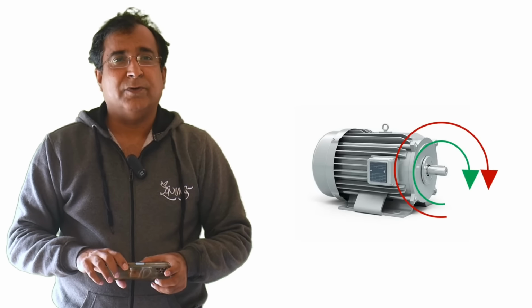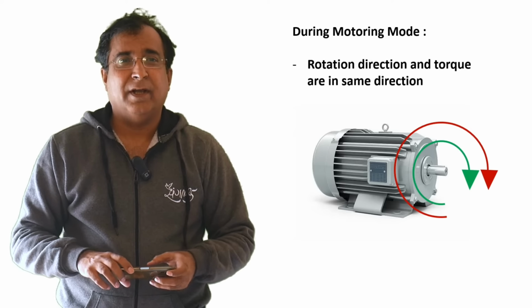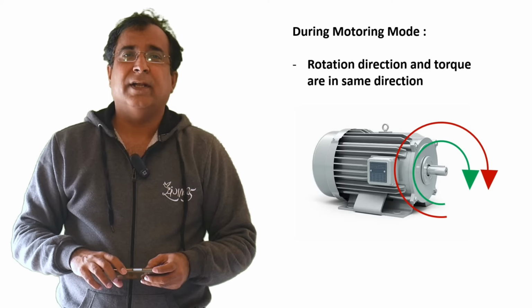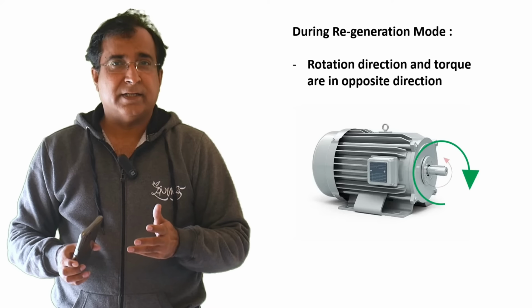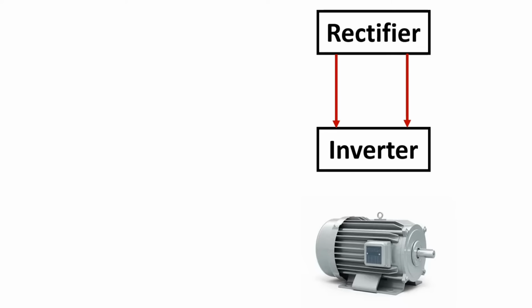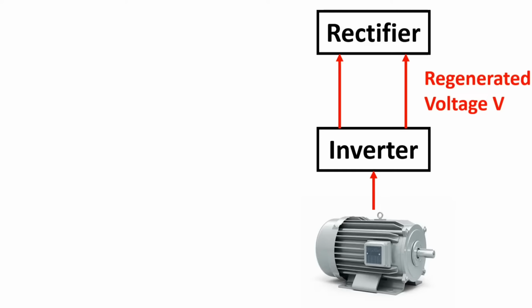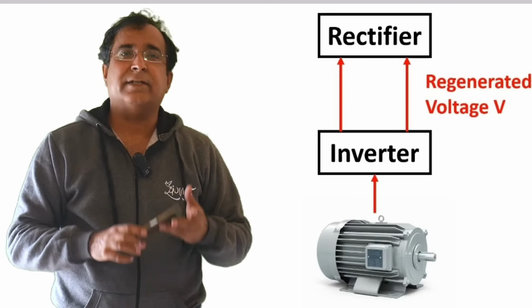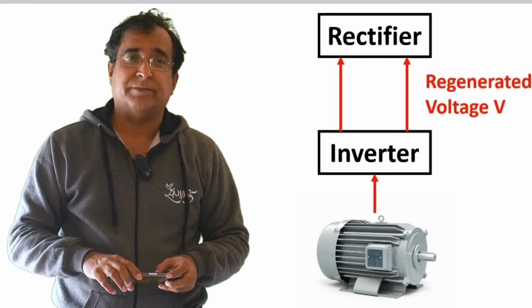Any induction motor operates in two modes, motoring mode and regeneration mode. In normal mode of operation, electrical energy flows from the DC bus to the motor. This is called motoring mode. In motoring mode, you can see a voltage source V is feeding current I to the load. A certain voltage level V is maintained, and it also fluctuates as per the load condition.